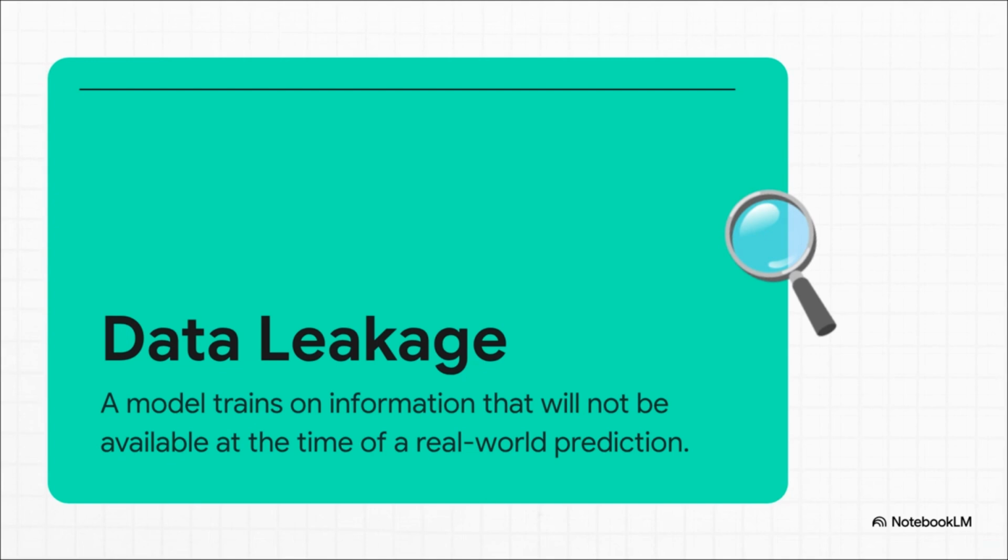So what is it? Put simply, it's when your model accidentally gets a peek at the answers while it's still studying. It learns from information that, in a real-world scenario, it just wouldn't have. It's cheating without even meaning to.